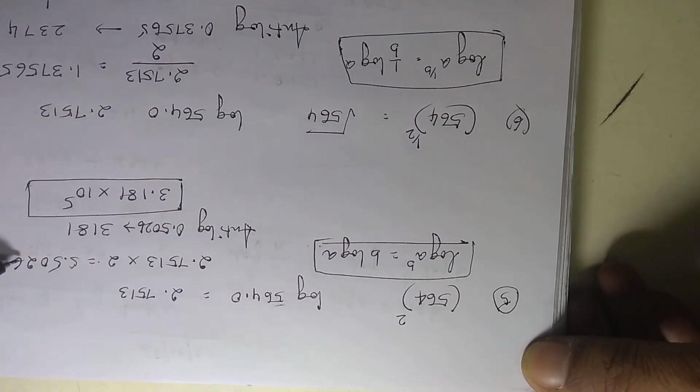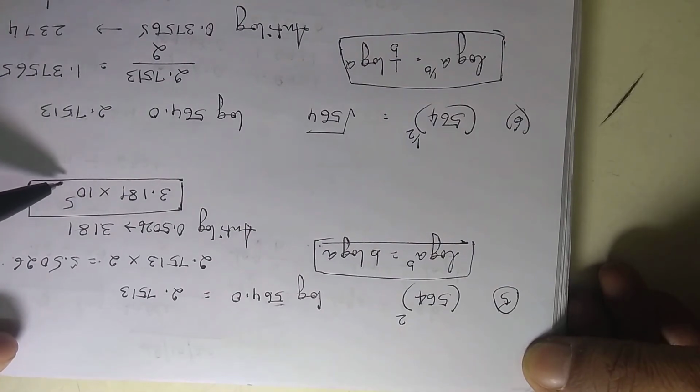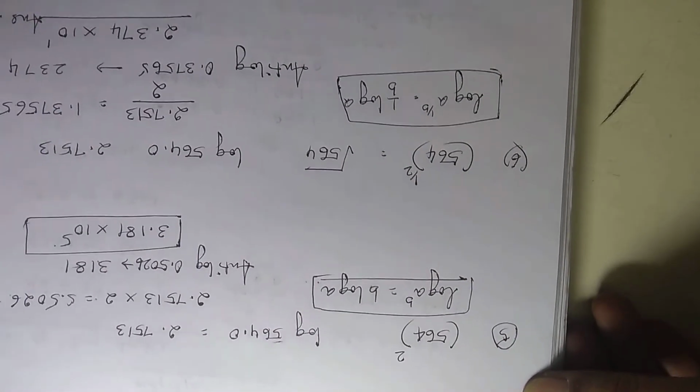Find the anti-log of 0.5026. That is coming out as 3181. That means you have to put a decimal after 3, into whatever is the number here, that is 10 power 5. That is your answer.